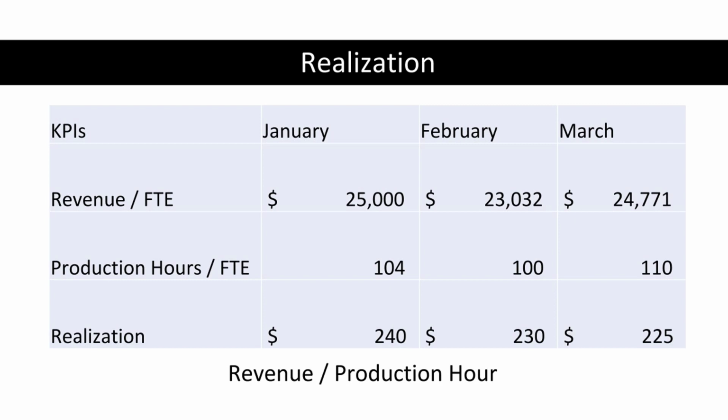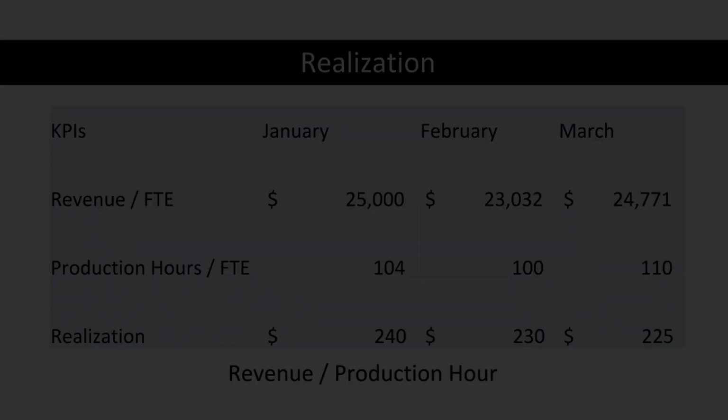Okay, so in this chart for realization, what I'm showing is the revenue per FTE, and we know that if the revenue per FTE varies, then the gross profit is going to vary. And I just mentioned earlier that one reason our total revenue per FTE varies is that our utilization varies. But now, if you redo this math to figure out the realization rate, the amount of revenue that you're actually getting per production hour, you can see that the average rate per hour is changing here, right? It's 240 in one month, 230 in another month, and 225 in another month.